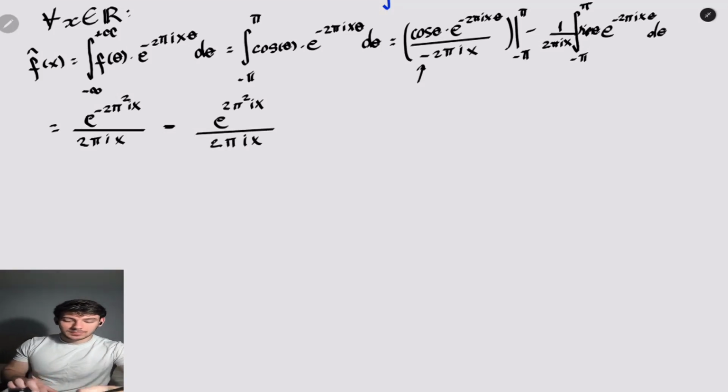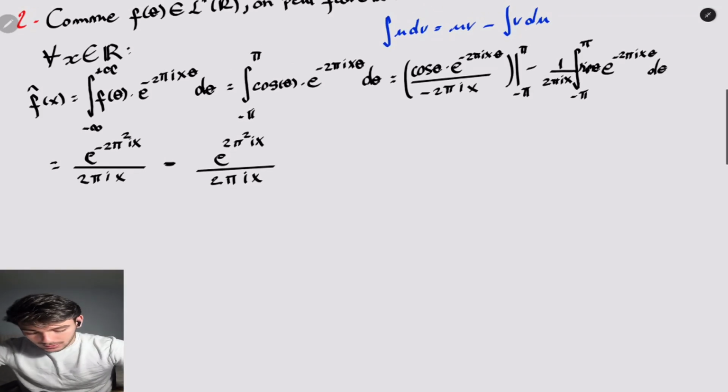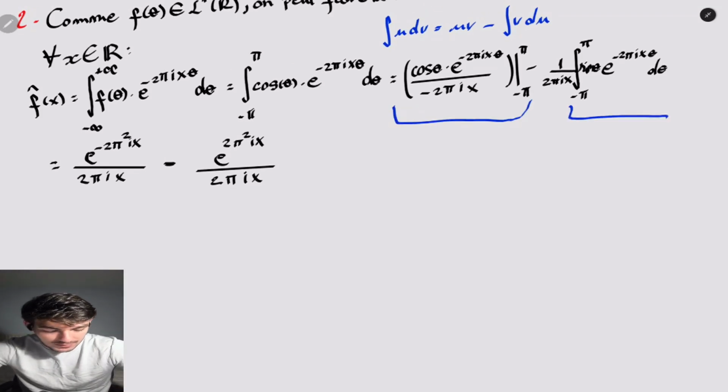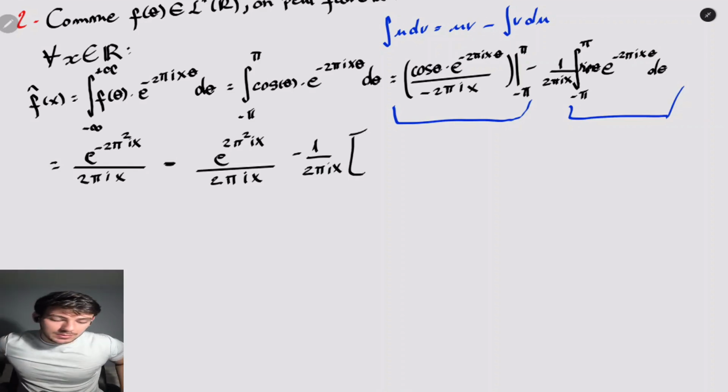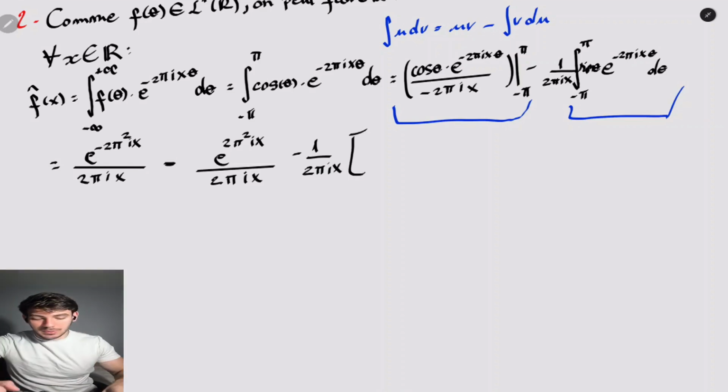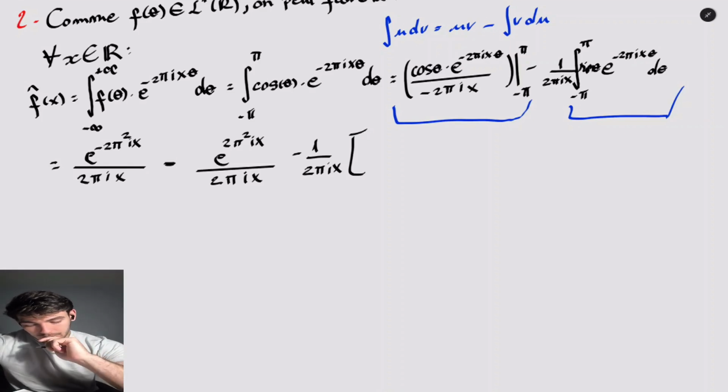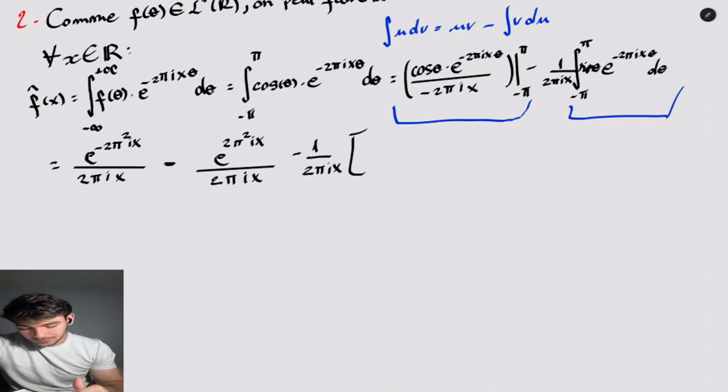Okay, so we've worked with this. Now we need to write down this second integration by parts. So minus 1 divided by 2 pi ix. And now let's do the second integration by parts. So here our u will be sine of theta, and once again our dv will be the exponential.